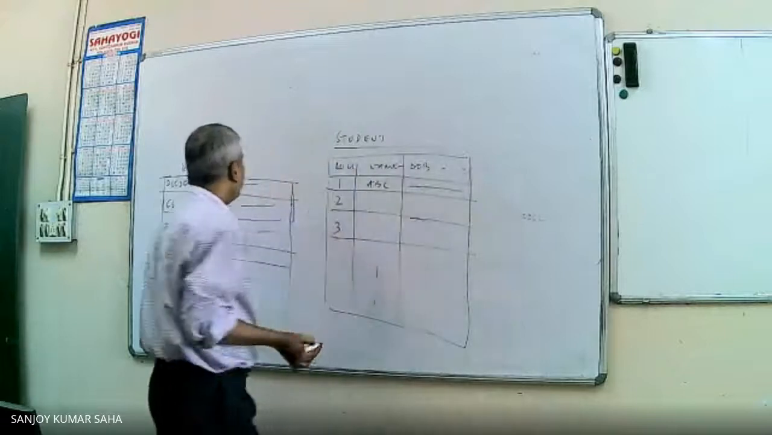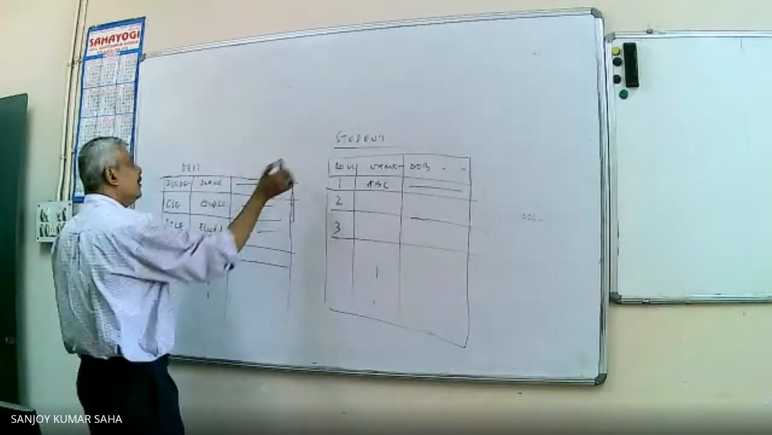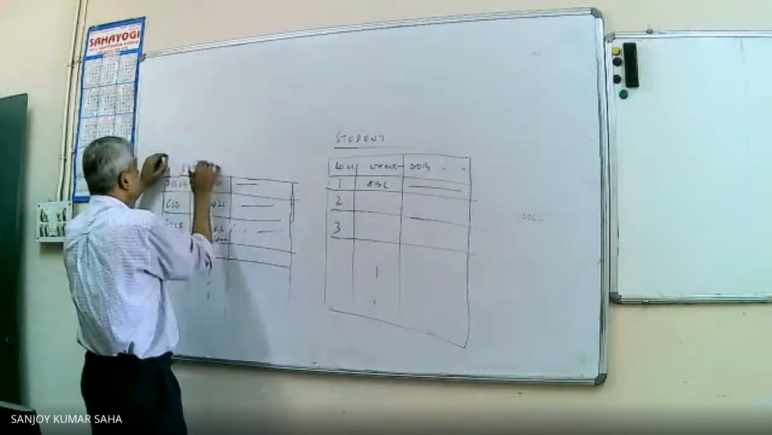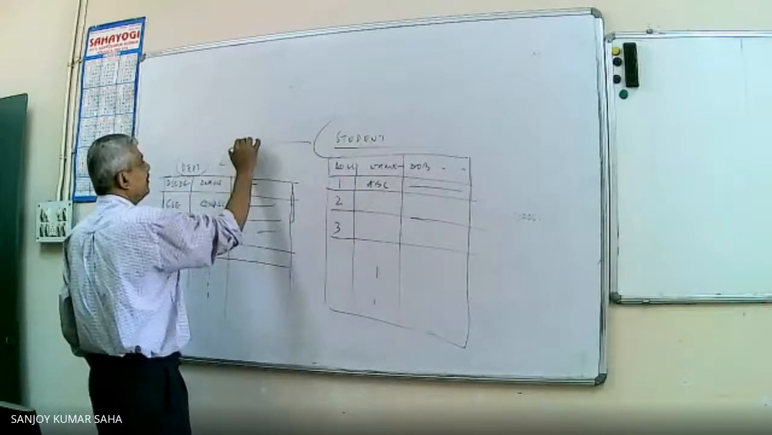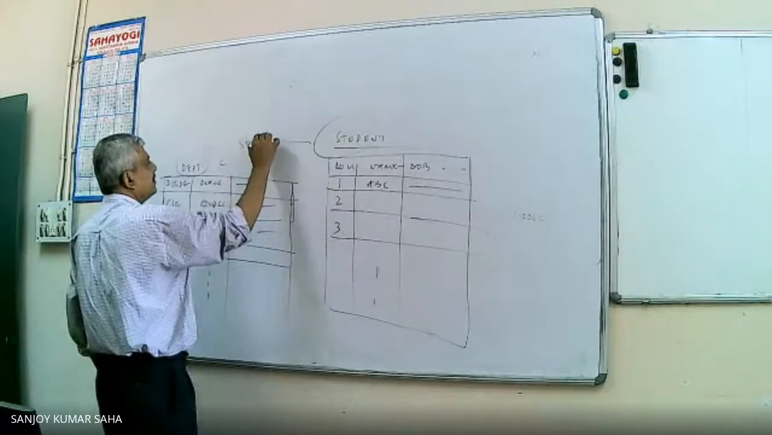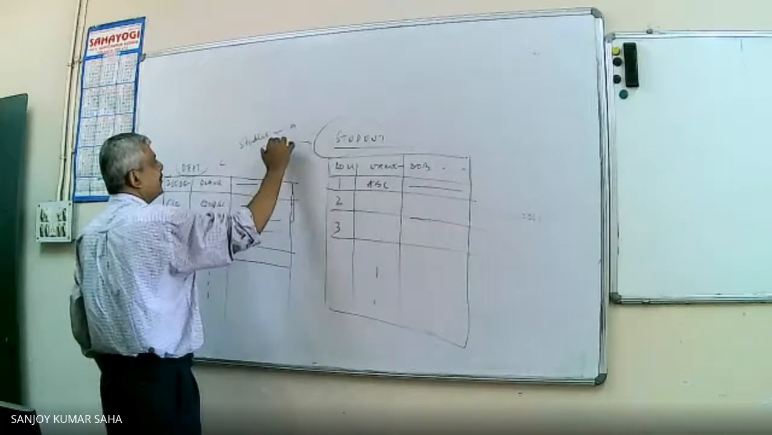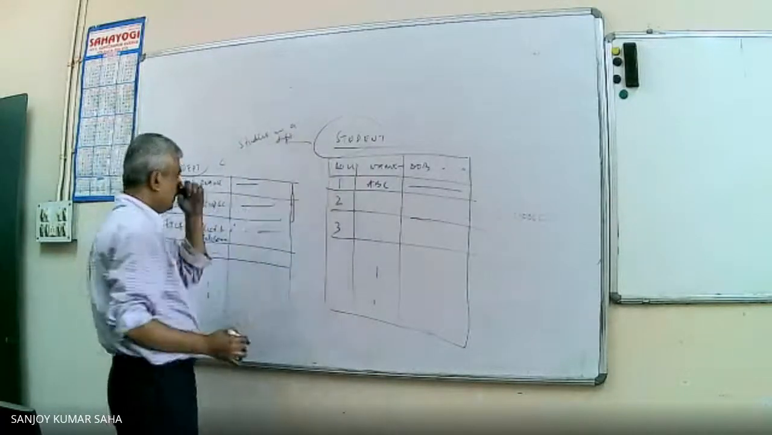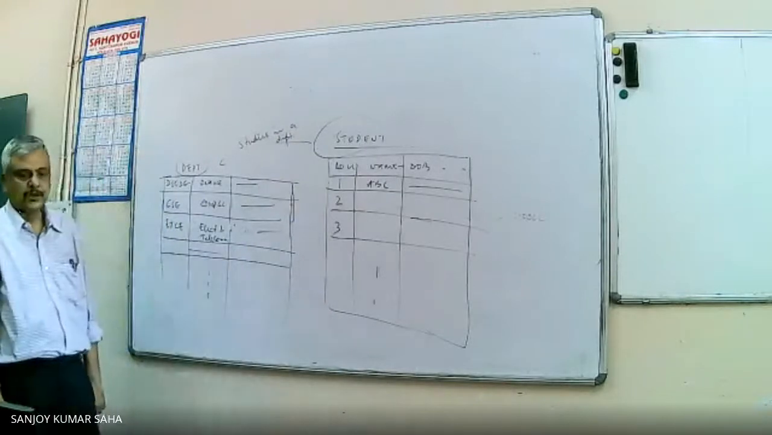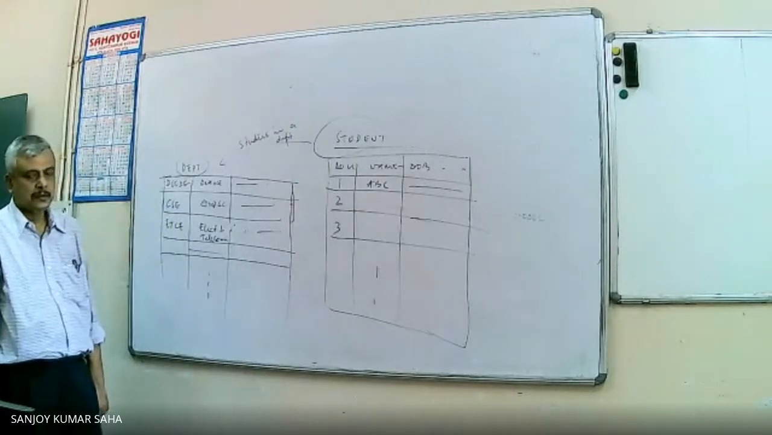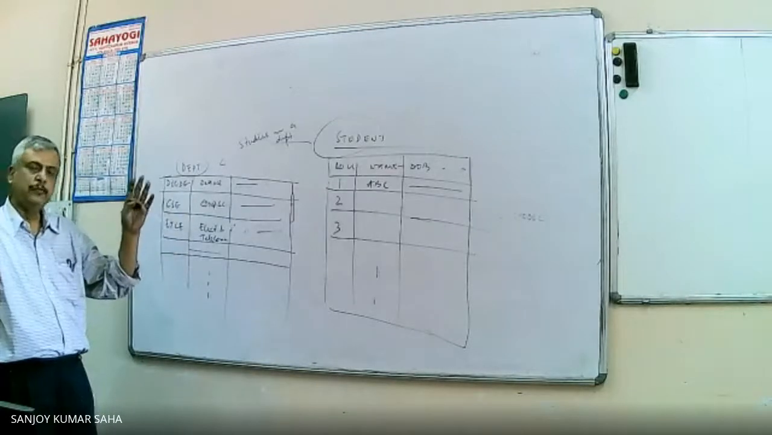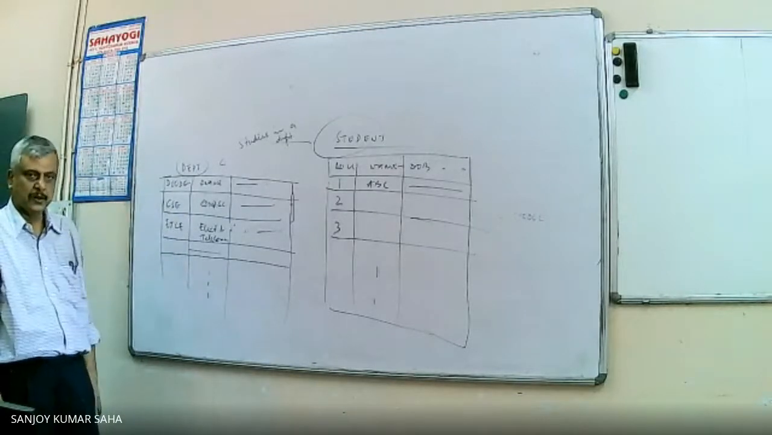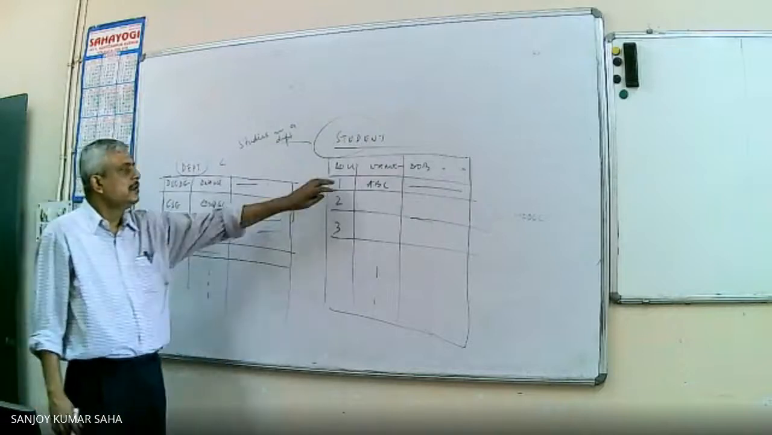Now, there is a relation between this student and the department. We know that a student studies or is admitted in a department. So how to keep that information? But this kind of issue we have addressed already whenever we have done object-oriented programming, in designing the models.